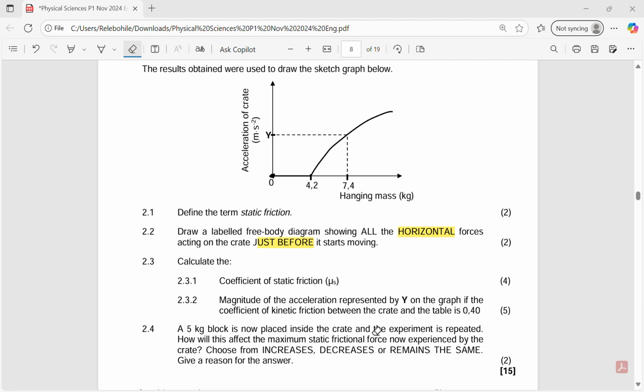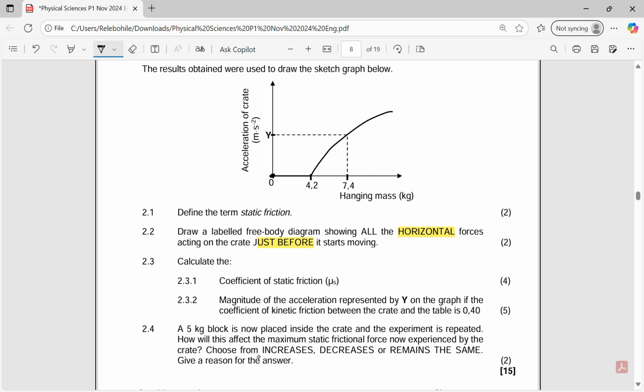All right, guys, so the next question says we have to calculate the magnitude of the acceleration represented by y on the graph if the coefficient of kinetic friction between the crate and the table is 0,40. Okay, this is worth 5 marks. So this is how we'll answer this question, guys.